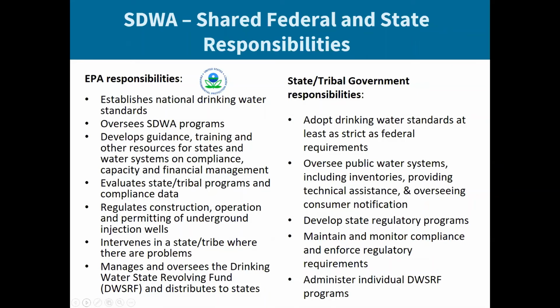Again, like many of our national environmental laws, the Safe Drinking Water Act has roles for both the federal and state and tribal governments. For example, the Environmental Protection Agency establishes the national drinking water standards, develops guidance and training, evaluates compliance and programming by states and tribes, and oversees the Drinking Water State Revolving Loan Fund, a major source of funding for drinking water systems. At the state level, state agencies must adopt national standards at least as strict as the national ones, develop state regulatory programs to oversee public water systems, and enforce regulatory requirements.